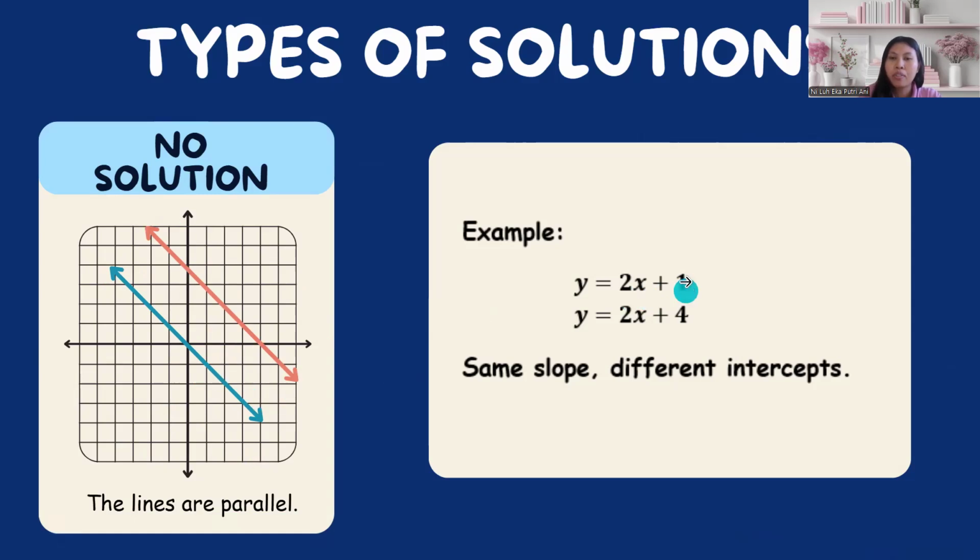For example, we have the system y equals 2x plus 1 and y equals 2x plus 4. Because the lines have the same slope, this is no solution. The system has no solution.